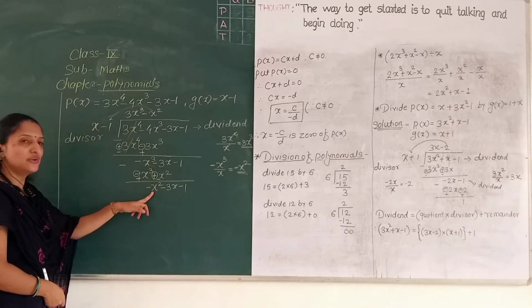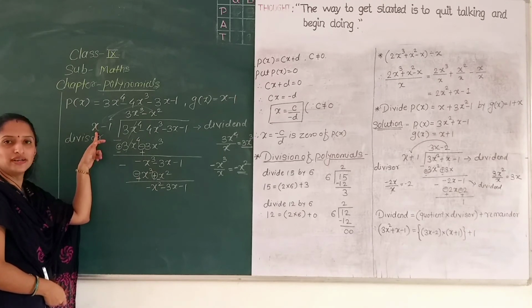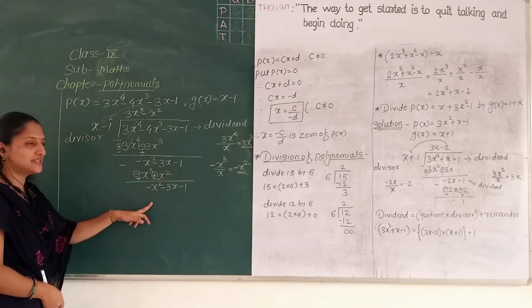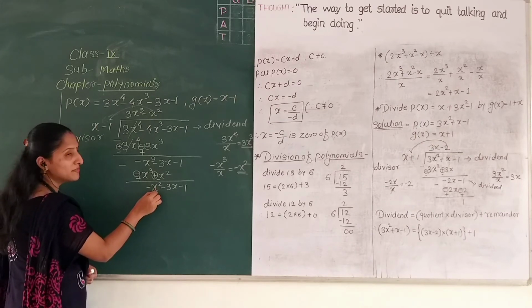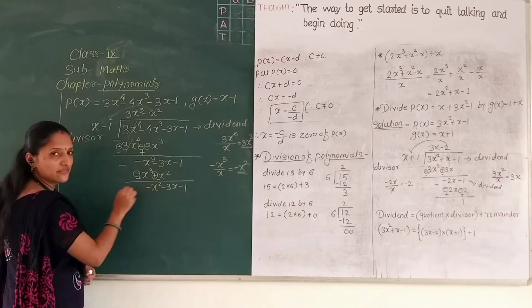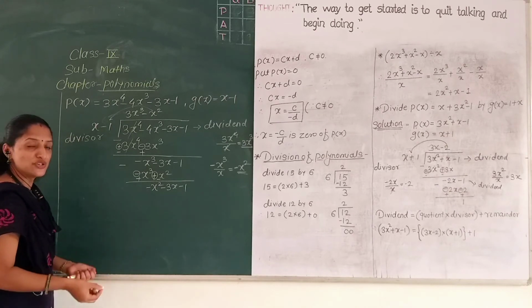So the degree of the new dividend is greater than the degree of the divisor, so we can divide this term. Again, the first term of the new dividend is negative x square. So we want to find the quotient.